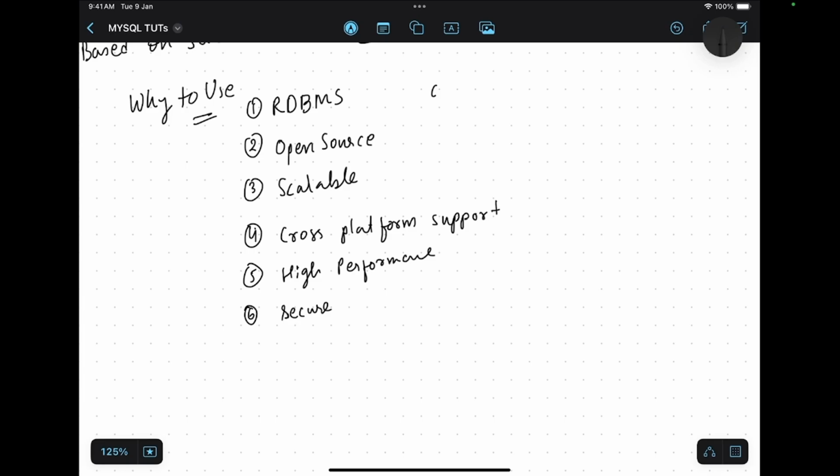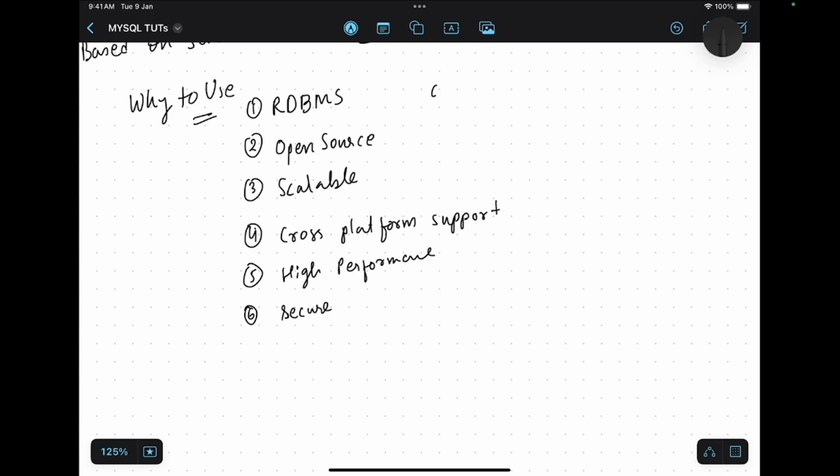Okay. So whenever you are starting a company and you have thought that, let's suppose, React as front end, and maybe Node or something else as a backend, then there is a question of which database you should be using. So if you think that my data can be stored in the form of rows and columns, and it's mostly structured, then you should go for MySQL. It's open source, scalable, cross-platform, high performance, secure. So you should go for MySQL.